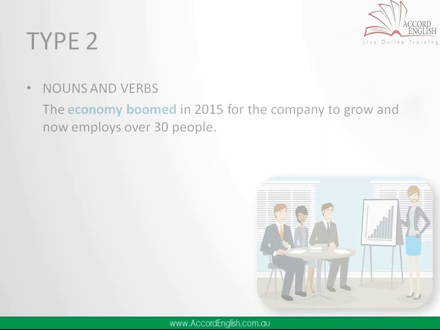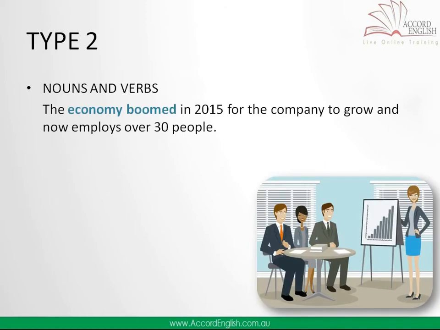The second kind is nouns and verbs together. As you can see in the example, there's one noun and one verb that together form one collocation. Looking at a sentence here, as it reads, the economy boomed in 2015 for the company to grow and now employs over 30 people. So here the noun is economy and the verb being used here is boom. So together they form the collocation, economy boomed.